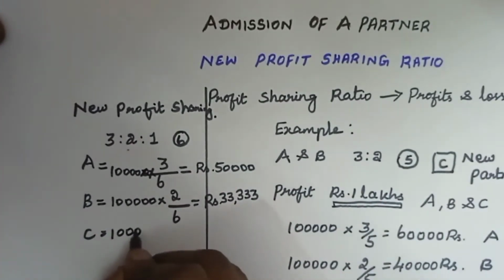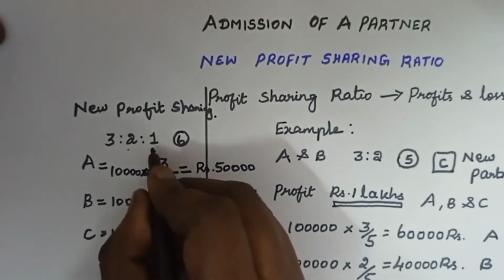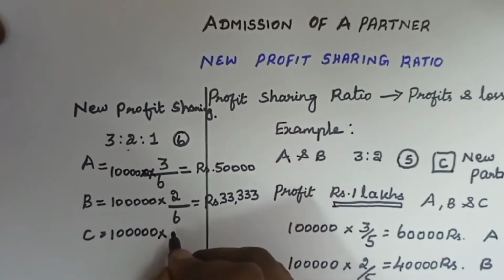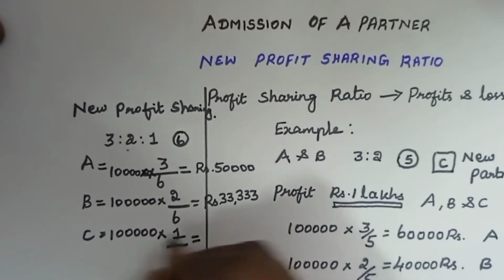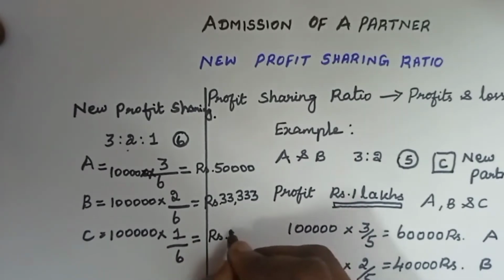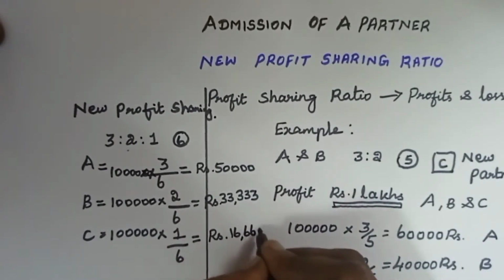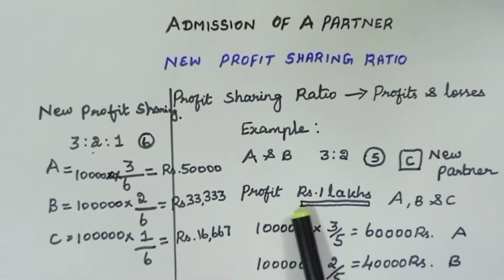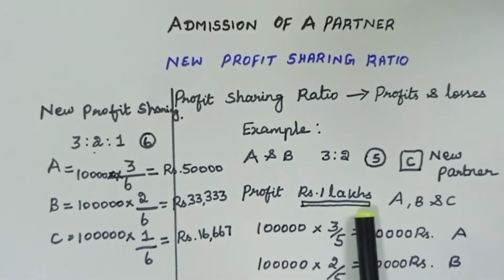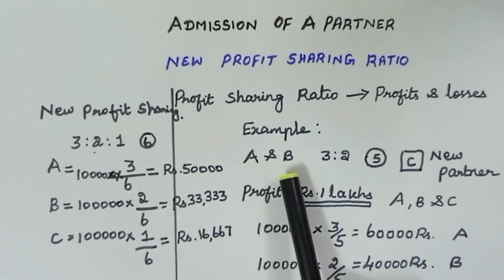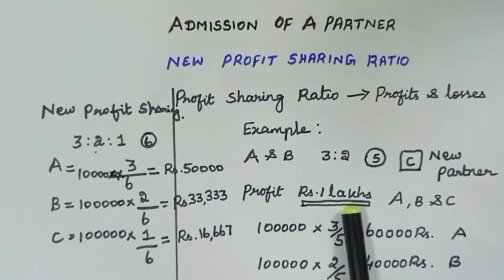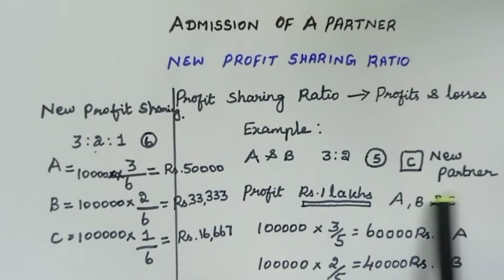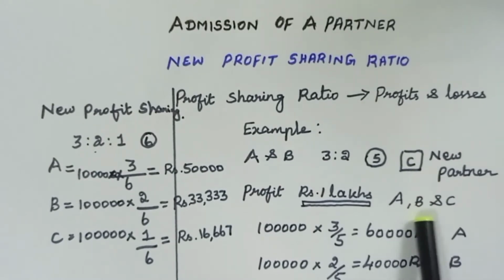Rupees 1 lakh profit. Share of profit of partner C is 1. Total share 6. How much? Rupees 16,667. The profit of 1 lakh rupees is distributed to partner A and B before admission of new partner. The same 1 lakh rupees is distributed among A, B and new partner C after the admission of new partner.